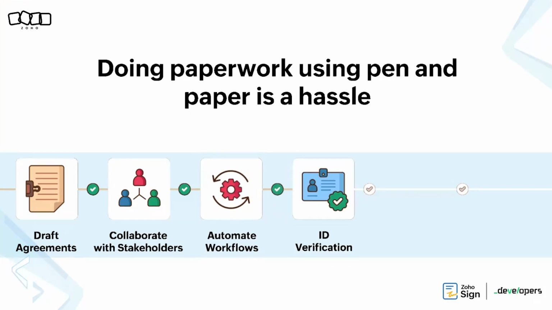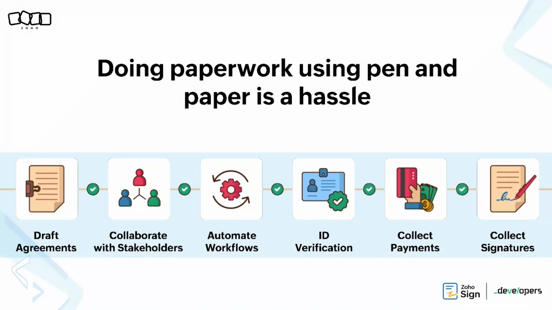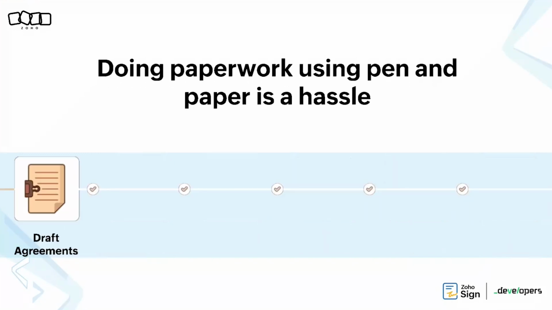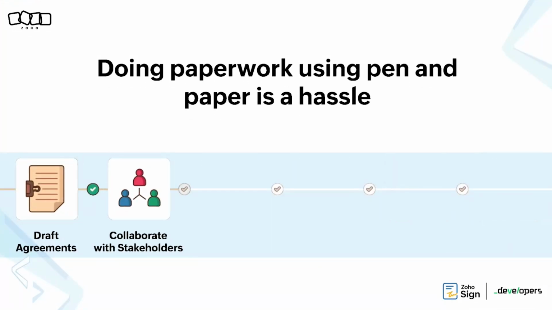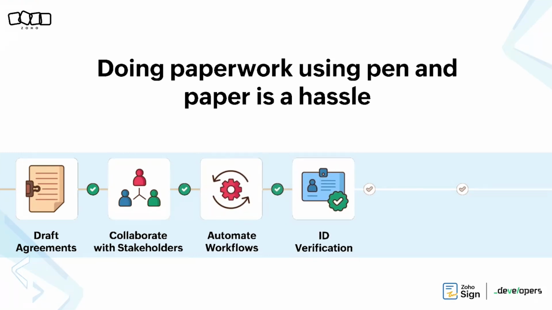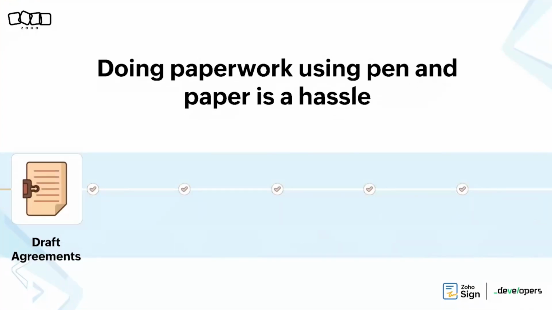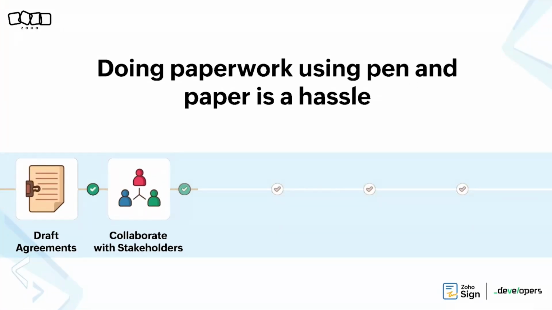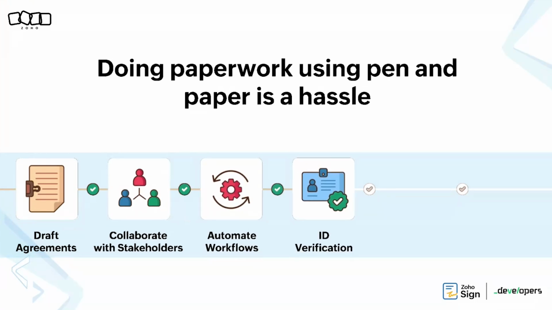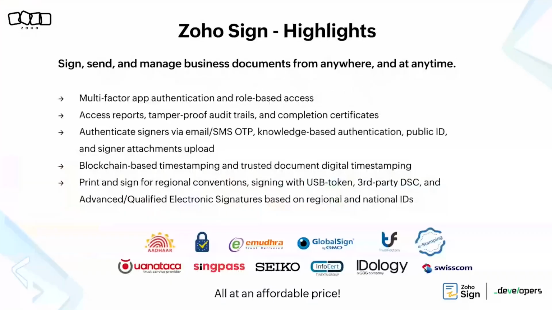Let's say there's a sales contract. You need to get a token advance once the signature is done. The signature process gets done, but collecting a payment is a to-and-fro process between both parties. So with Zoho Sign, you can collect payments, verify your recipients, and get your documents signed all in the same workflow. Not just that. As the name suggests, Zoho Sign will help you send, sign, and manage your documents literally from anywhere at any given point of time.